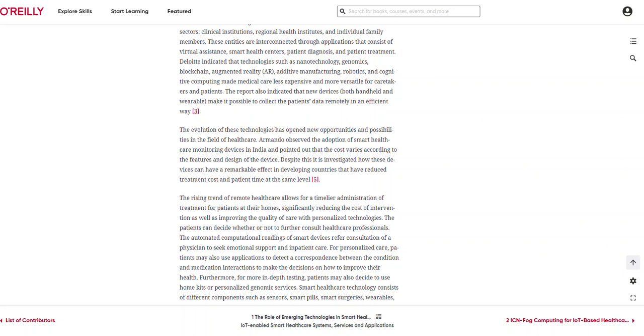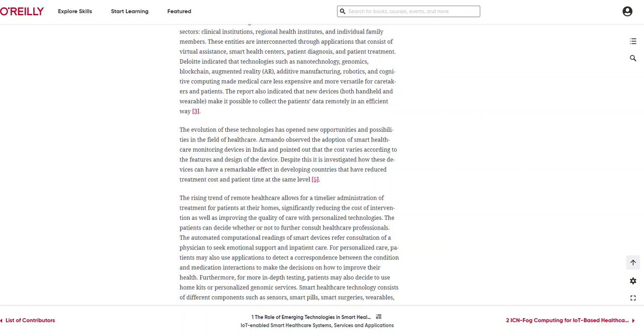So, with that said, we're going to deal with how IoT is applied across the healthcare spectrum, from wearable sensors and remote patient monitoring to hospital asset tracking and AI-powered diagnostics. We'll also consider the benefits, challenges, and critical concerns like security, privacy, and standardization.